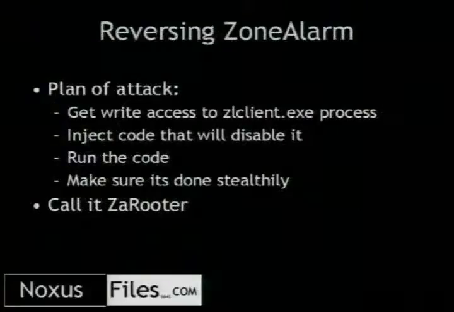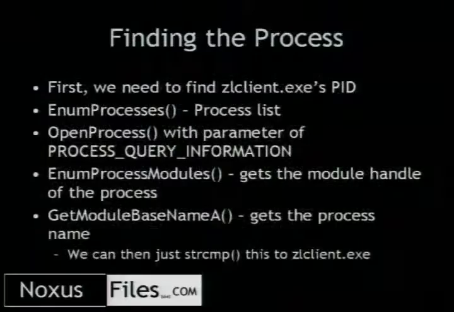So, reversing Zone Alarm. Our plan of attack here: we need to get write access to the zlclient.exe process and inject code into it that will disable the firewall. We need to run that code and make sure it's done quasi-stealthily, so you don't have flashing buttons come up on the screen and what have you. I'm going to call it ZA router. So first, we have to find the process. We need to find zlclient.exe's PID, process ID.